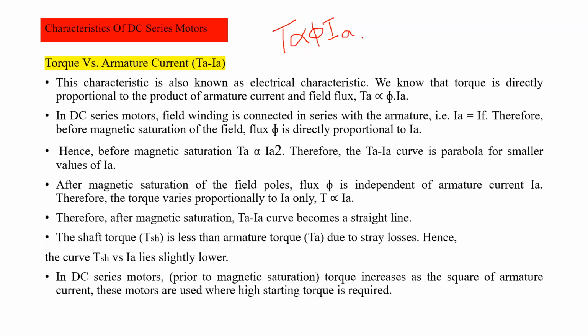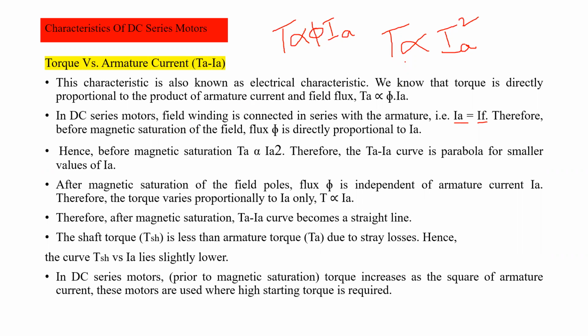So what happens? The same current flows, so Ia is equal to If. Here, what can we write? Torque is directly proportional to Ia square. Can we write like this? Yes, sir. Okay, torque is directly proportional to the square of the armature current, because the field winding and armature winding are connected in series. That's why.